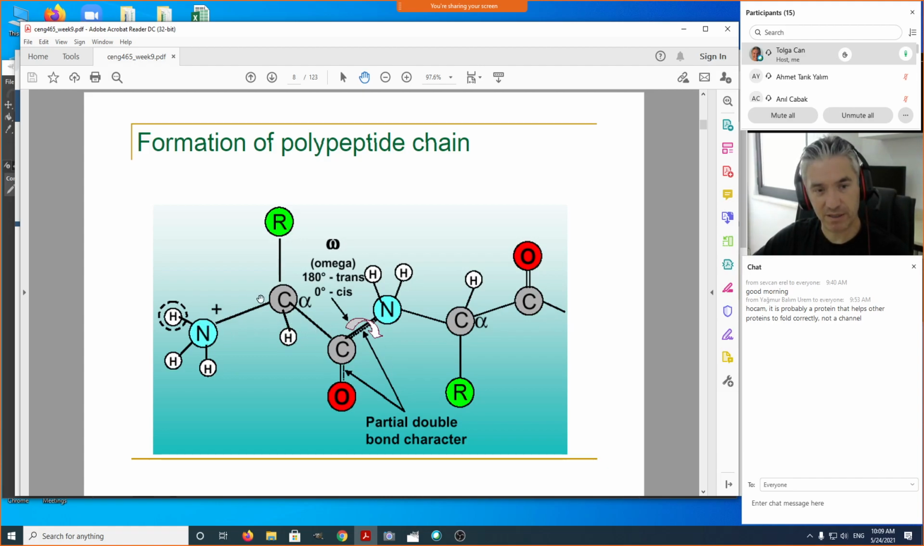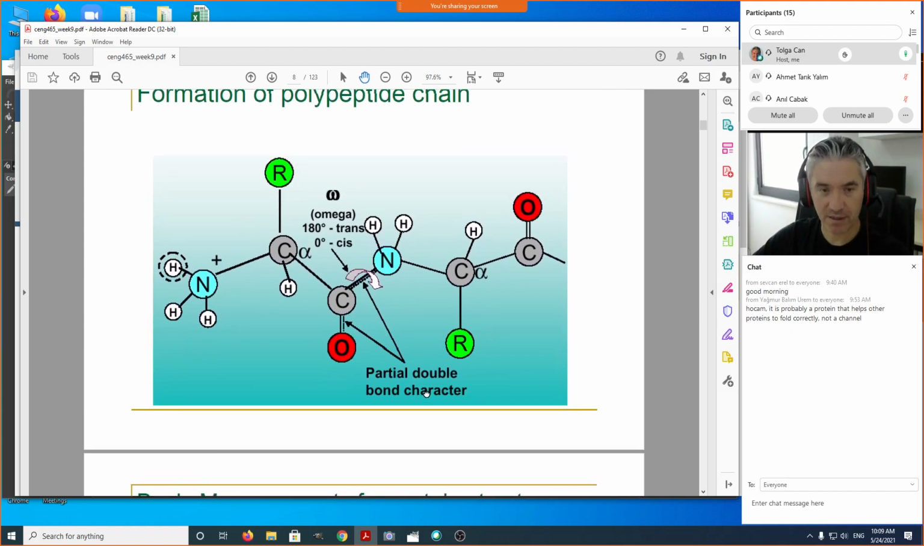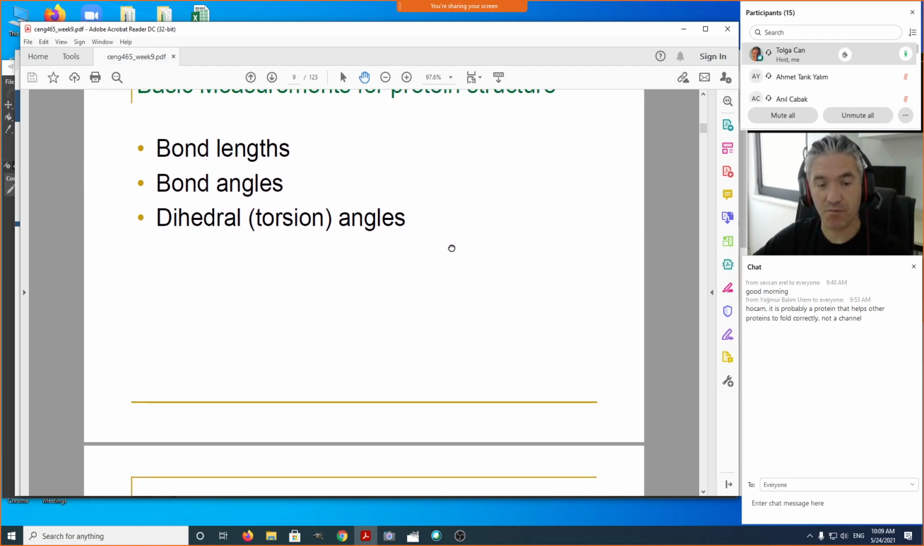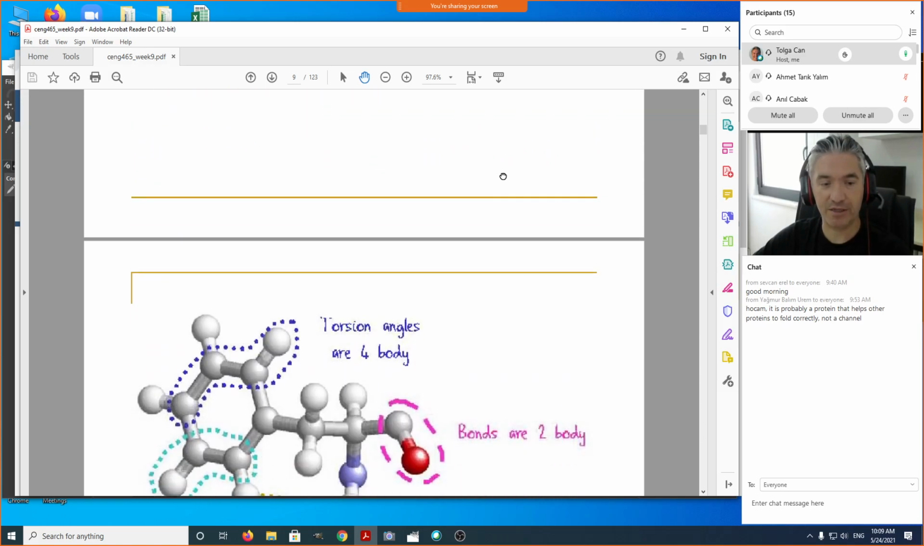Here we can measure it. So how do we measure that? For example, these three atoms here define a plane. And these other three atoms also define a plane. So the angle between these two planes is the omega angle. And so bond angles are really important to understand its shape.